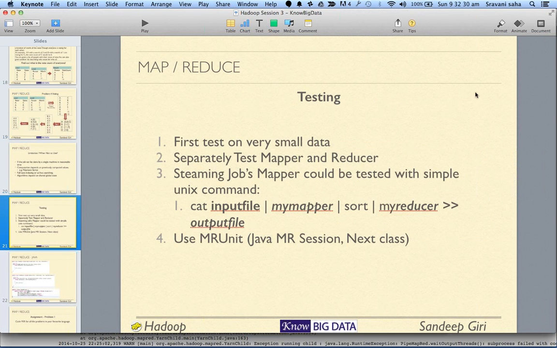So I was talking about testing: test on smaller data, test mapper and reducer separately. I'll show you this part. This is a very important part. Now, streaming jobs, which we talked about, where we had mappers and reducers. If you remember, in the case of streaming jobs, Hadoop only does sorting. It doesn't do grouping for you. Therefore, it is quite simple to test your script from the command line itself.